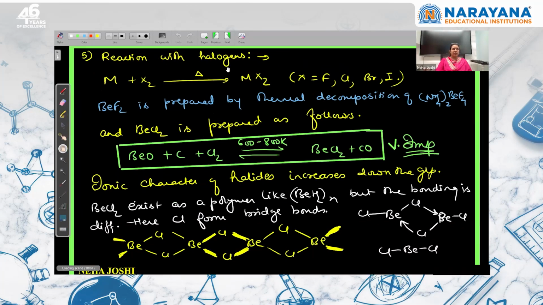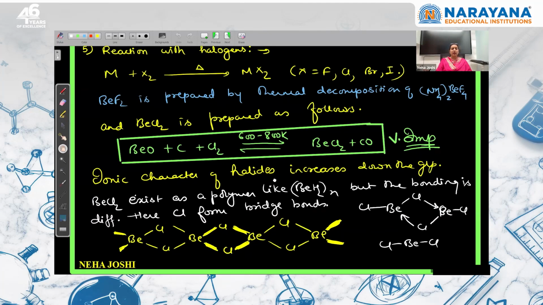If you talk of reaction with halogens, they can react directly with halogen or can react with HX acids. BeF2 is prepared by thermal decomposition of (NH4)2BeF4. Otherwise, beryllium fluoride cannot be prepared by this method. And BeCl2 is prepared by an entirely different method: BeO plus carbon plus chlorine. You have to take carbon also, which removes oxygen as carbon monoxide. Very important reaction: BeO plus carbon plus chlorine.